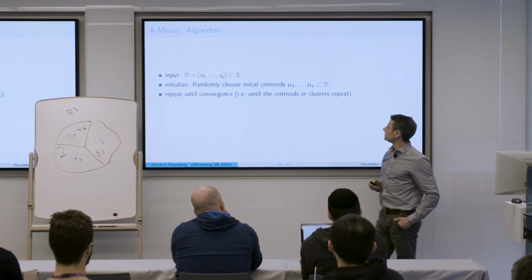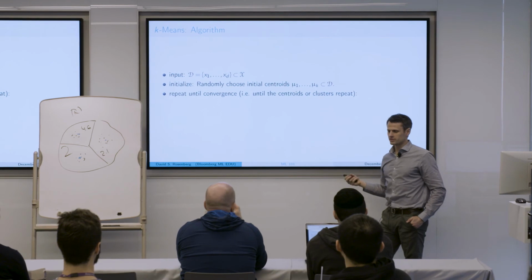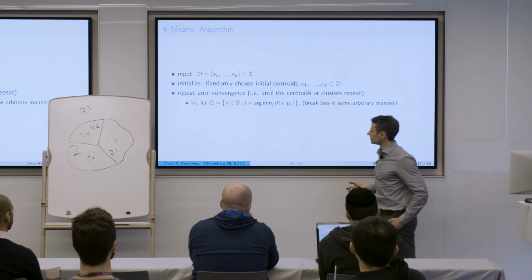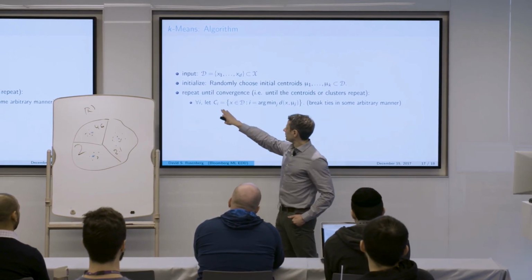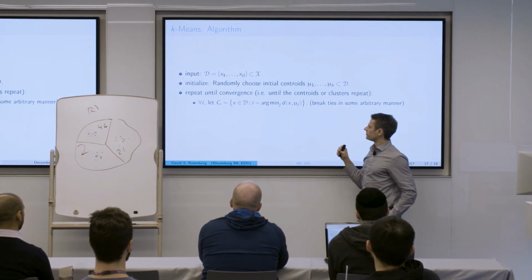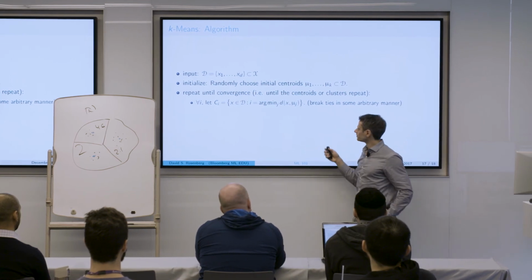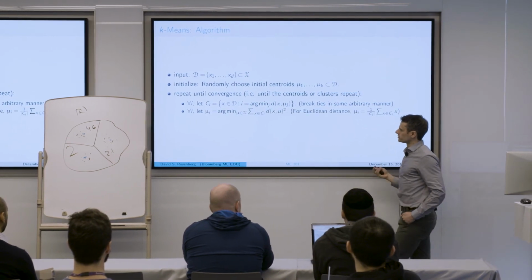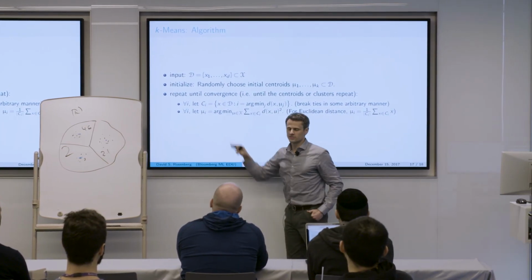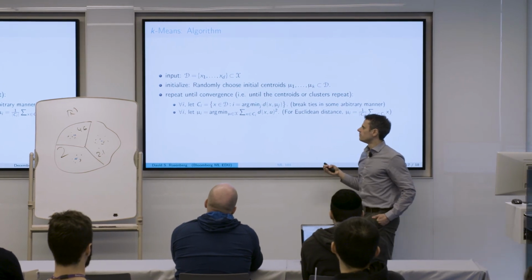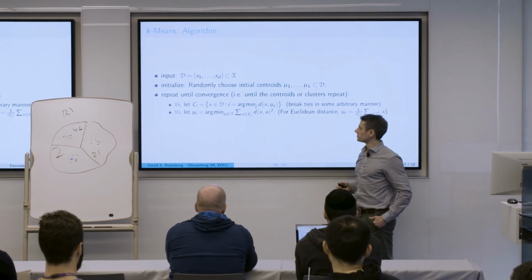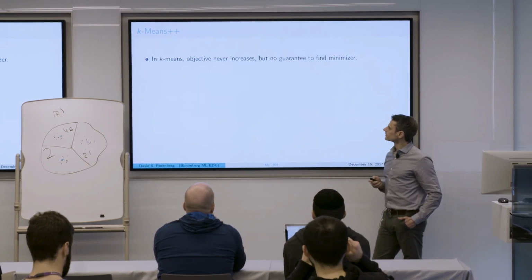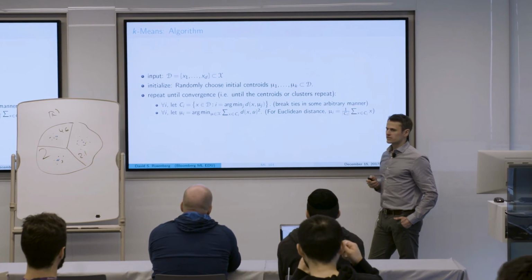All right, so we're going to repeat the following until convergence. Convergence just means that your clusters stop changing or your centroids stop changing. So we're going to simply define the cluster to be the set of points that are closest to each centroid in terms of this distance. And then we're going to alternately define the centroid to be the minimizer of this sum of squared distances, which would just be the mean for the standard Euclidean distance. All right, so that's it.